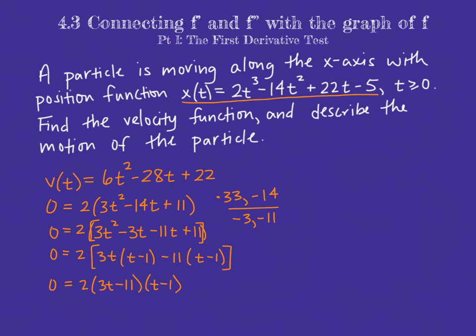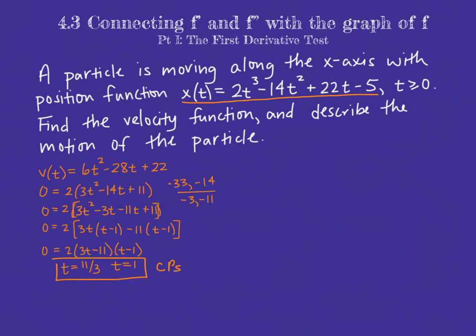So when we find our critical points here by setting each one to 0, it looks like we'll get t equals 11/3 and t equals 1. Those are the critical points. That's where the velocity of the particle is 0. So we have our critical points. The next thing we need to do is make a sign chart.